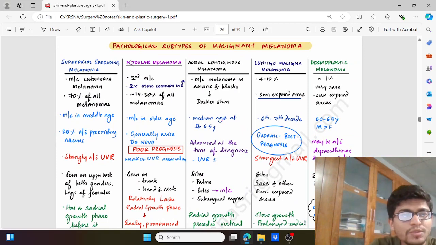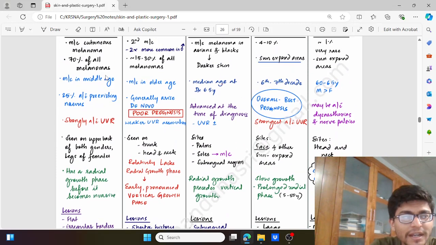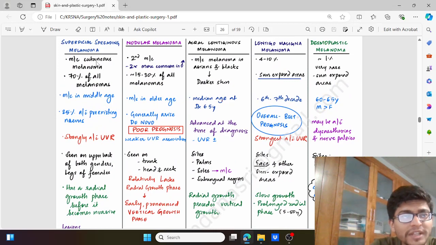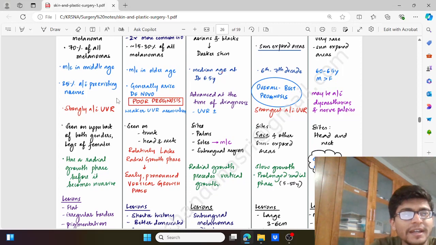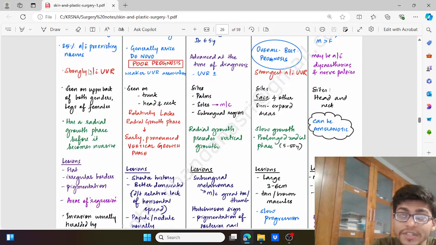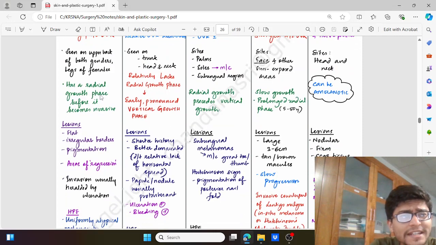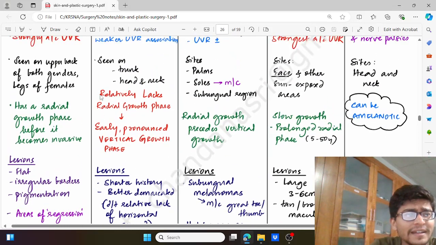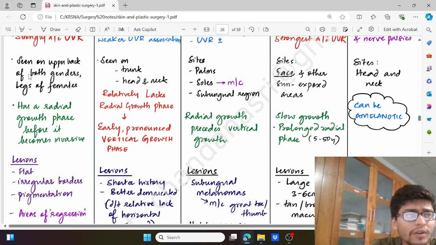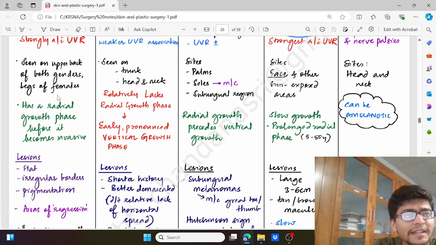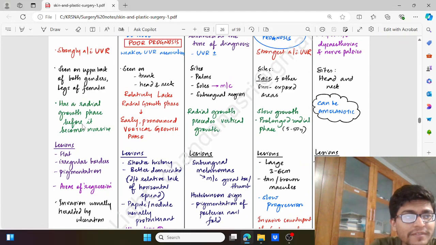The most common is the superficial spreading melanoma, the most common cutaneous melanoma, accounting for 70%, seen in middle age, and 25% of these have a pre-existing nevus, that is a benign dysplastic nevus, associated strongly with UV radiation, commonly seen in the upper back of both genders and legs of females. Then they have a radial growth phase before it becomes invasive.